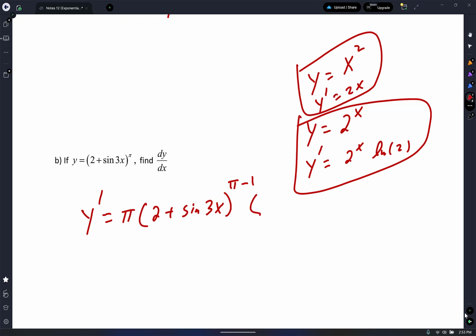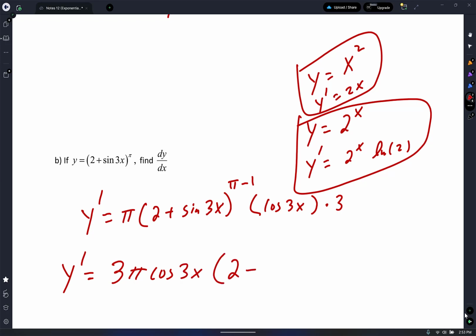No. Chain rule. What's the derivative of a sine? And I have to keep the argument. Cosine of 3x. Am I done? No. What's the derivative of 3x? 3. All put together, y prime equals 3 pi in the front like that. Maybe put the cosine in the front as well. Cosine of 3x, giant parenthesis, 2 plus sine 3x, close it, to the pi minus 1.